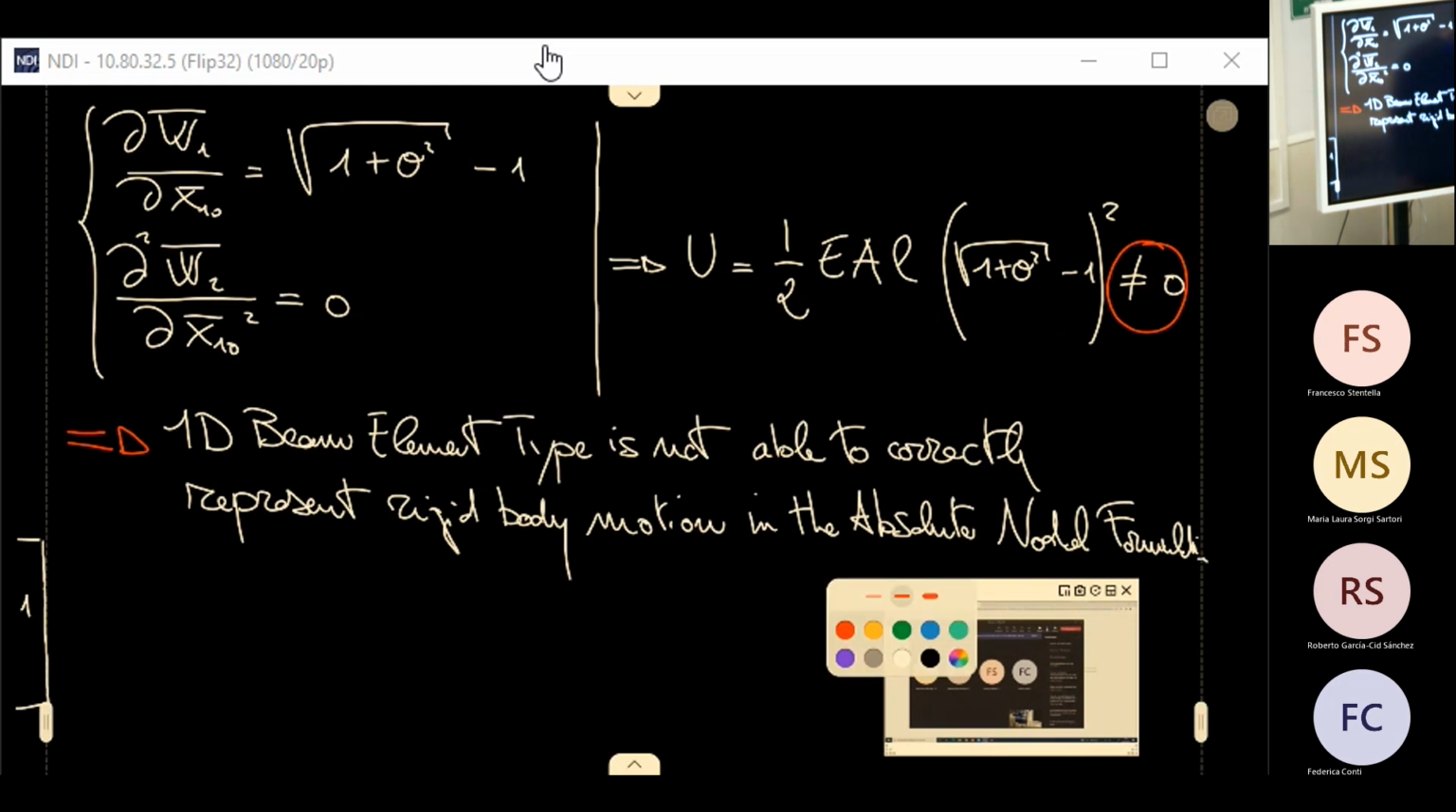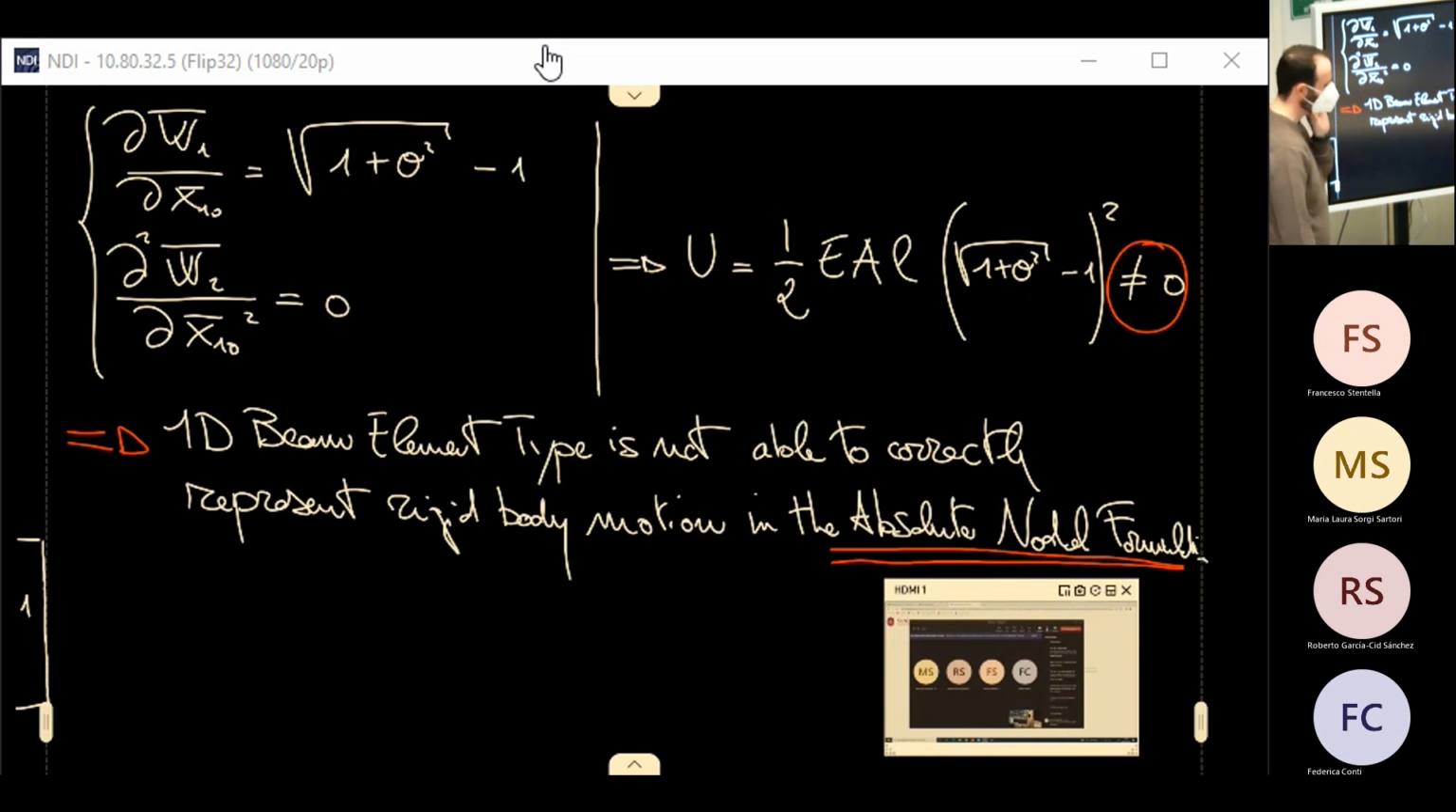And let me stress this final part. The 1D beam element type is not capable of representing correctly rigid body motion in the absolute nodal formulation. Because as you can imagine, 1D beam elements are used everywhere, every day. So how is it possible that now we prove them wrong? Because there are other formulations in which they work, and we will see how. We will demonstrate it now.